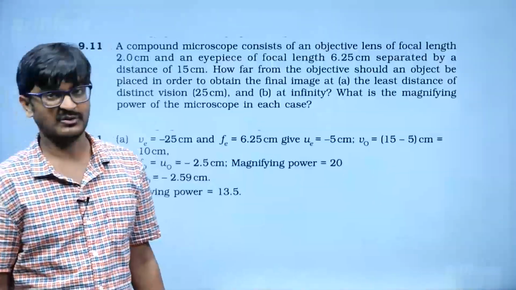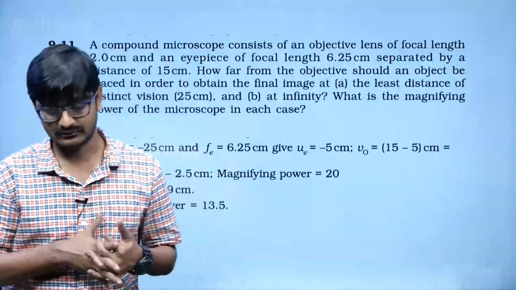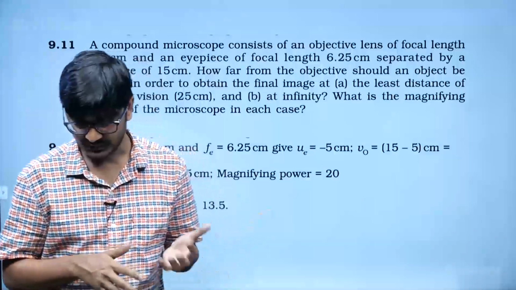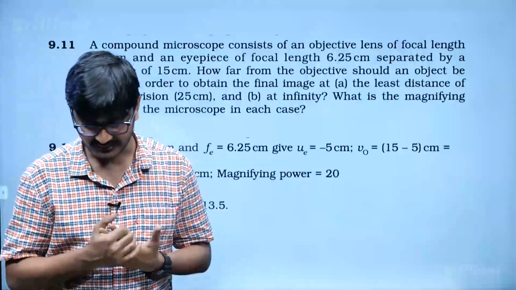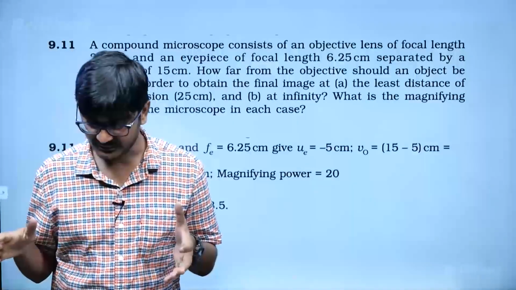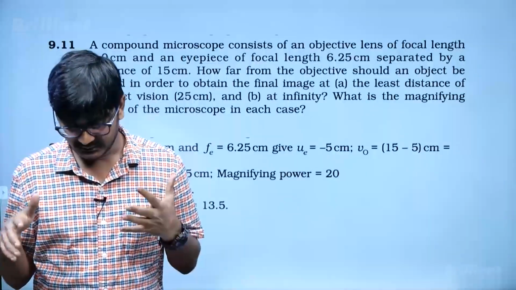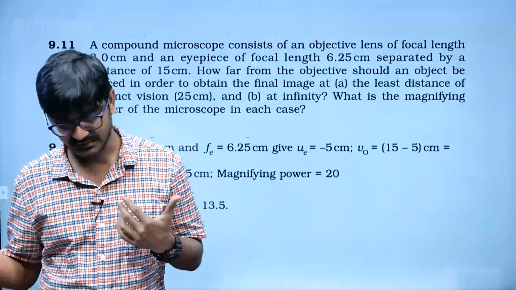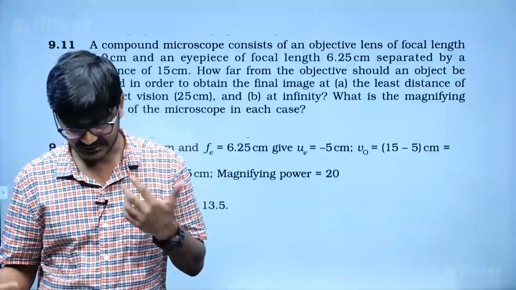Now, that's all about the simple microscope. Now we will go to the compound microscope. A compound microscope consists of an objective lens of focal length 2 and an eyepiece of focal length 6.25, separated by a distance of 15. How far should the object be placed in order to obtain the final image at 25 centimeters and at infinity? And what is the magnifying power of the microscope in each case?